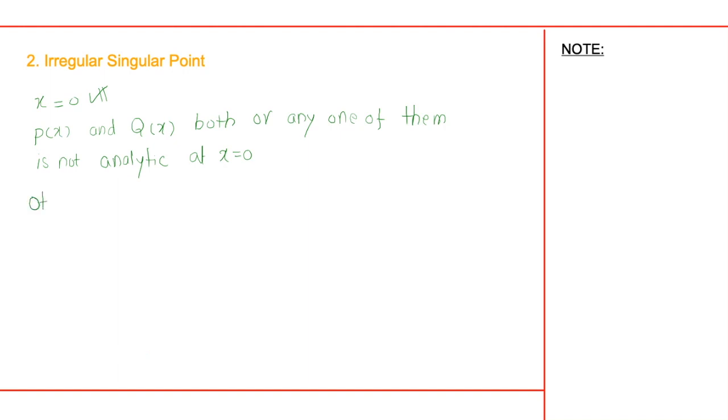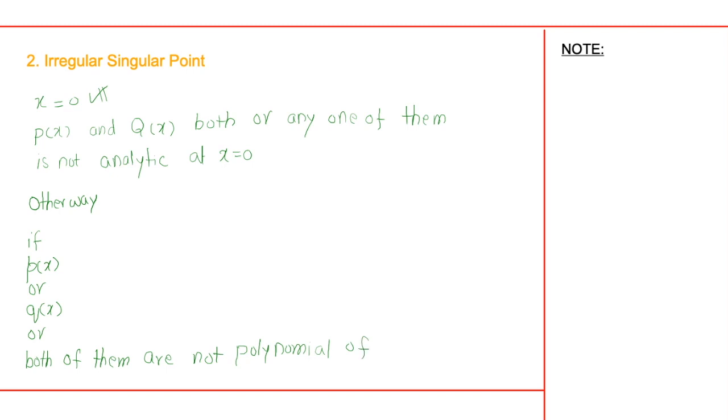Other way, if p of x or q of x or both of them are not polynomial of x, then again this x equal to 0 will be an irregular singular point.